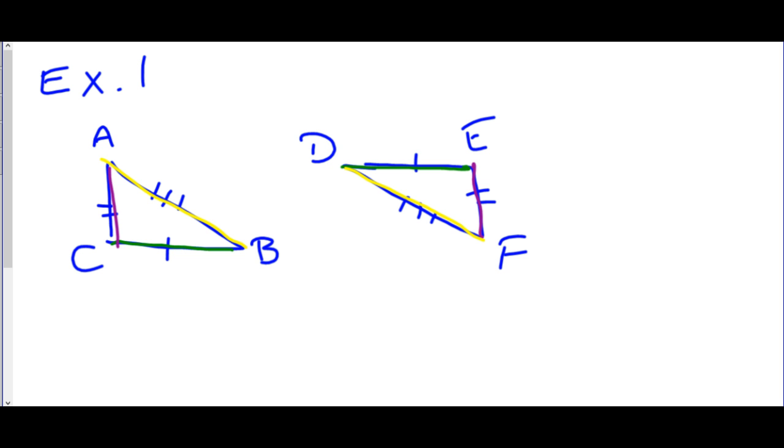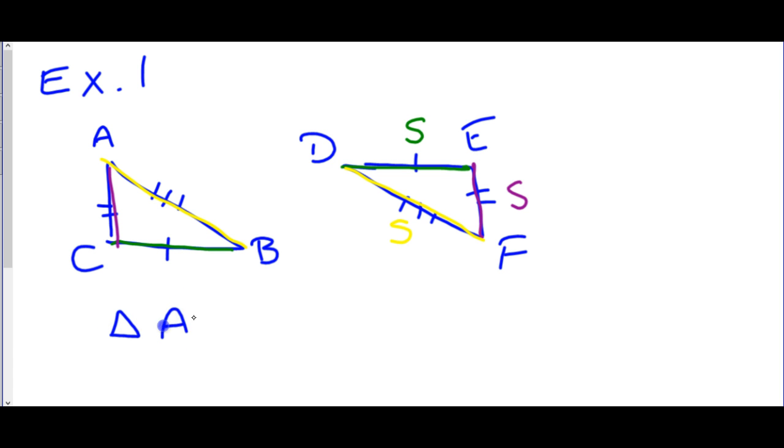So they said that a side followed by a second side, followed by a third side, matched. Well, that's enough information to say all the angles would match as well. I could say angle D matches angle B, and angle E matches angle C. All 3 angles match because those 3 sides matched. So these triangles are congruent.